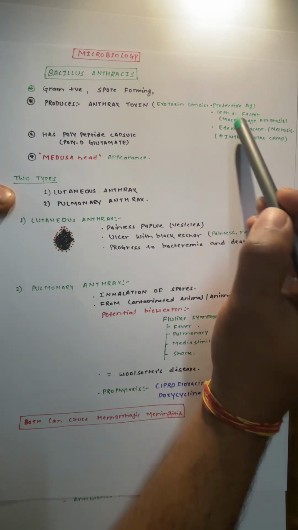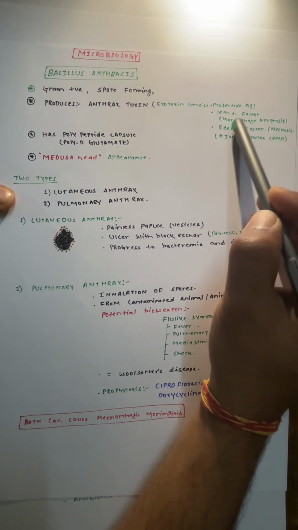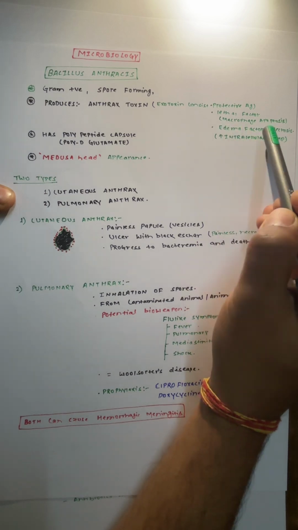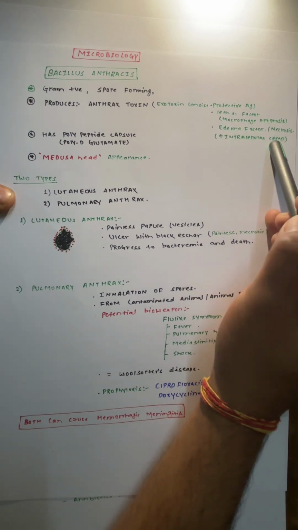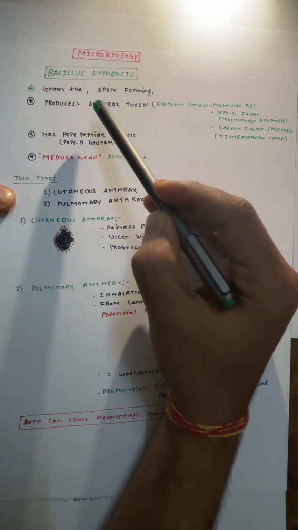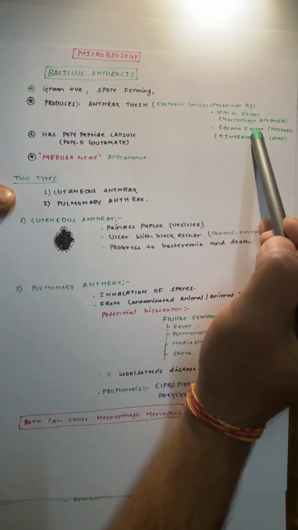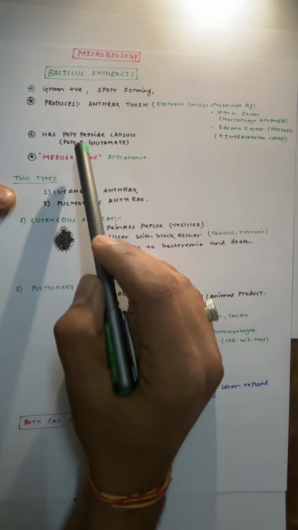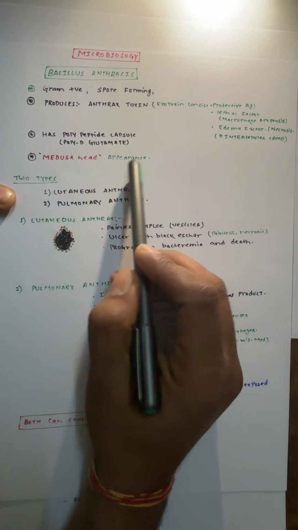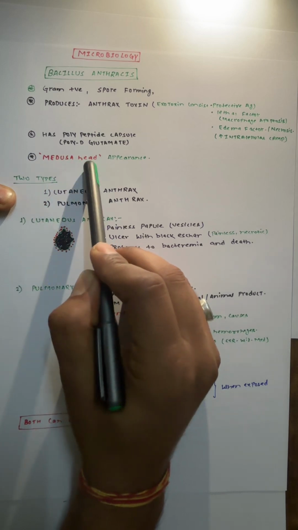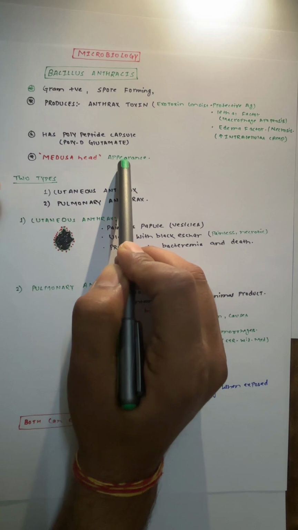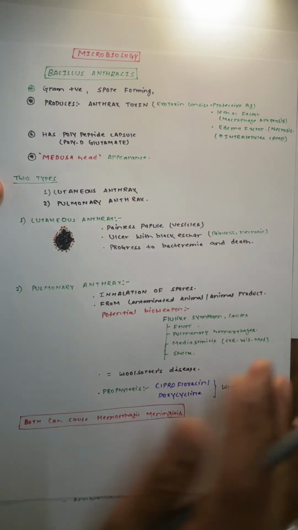Because what it causes, it causes macrophage apoptosis, and it also causes edema, and it increases the intracellular cAMP. So this is how these anthrax toxins infect our body. Now it has a polypeptide chain of poly-D-glutamate. Sometimes this key point is also given in questions: medusa head. Whenever you find medusa head in a question, just think of Bacillus anthracis.